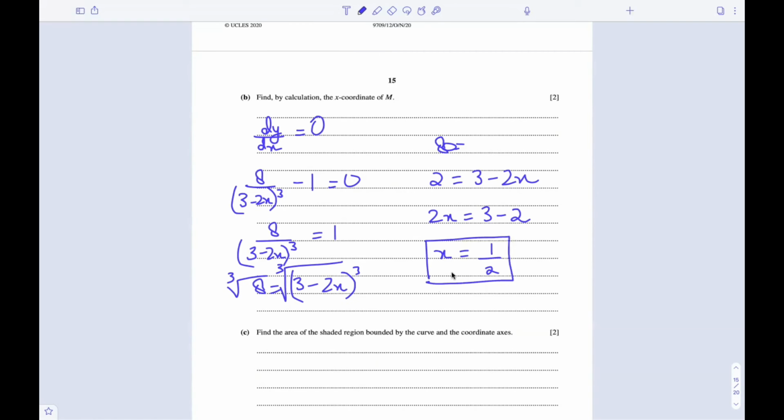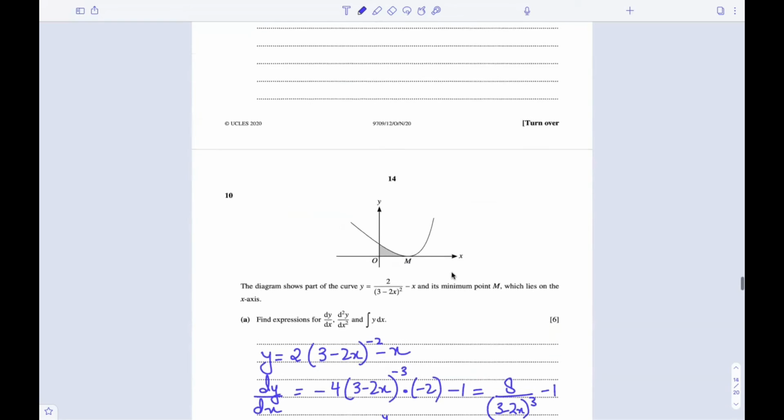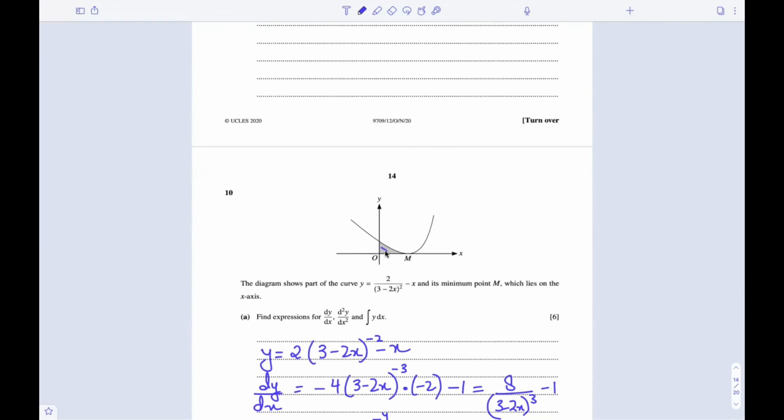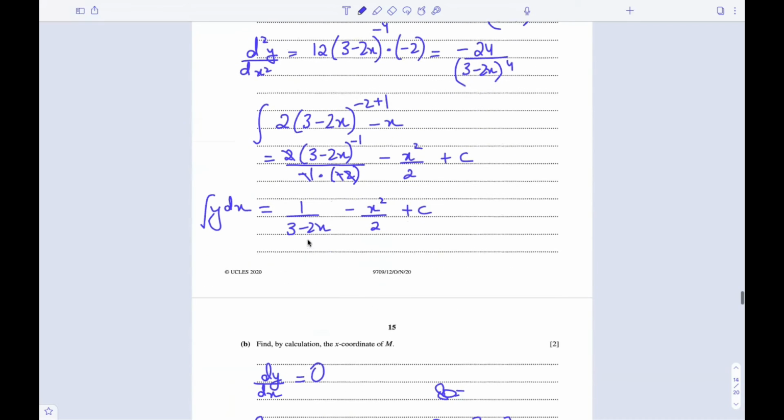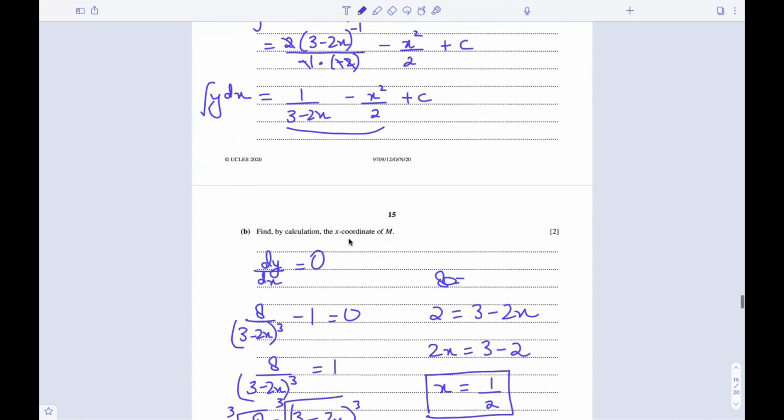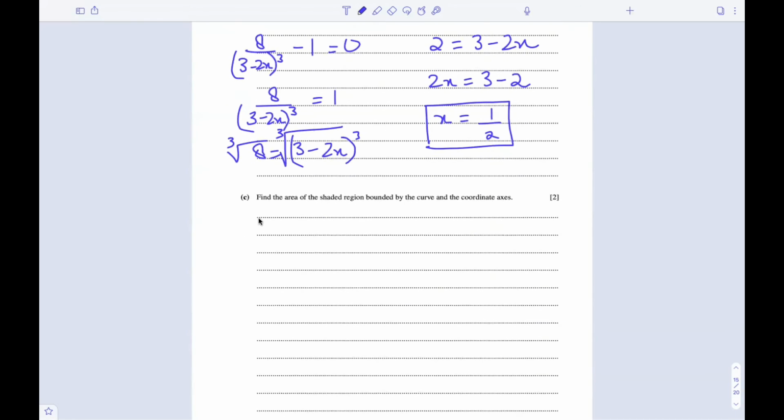In the last part, we have to find the area of the shaded region bounded by the curve and the coordinate axes. So we have to find this region. We know that the value of M is 1 upon 2 and the lower limit is 0. And we already have the integral of this function. So to find the area, we use the integral, which is 1 upon (3 minus 2x), minus x squared upon 2. And we also have the limits, which are 1 upon 2 and 0.